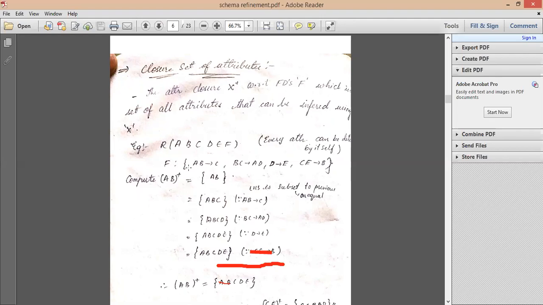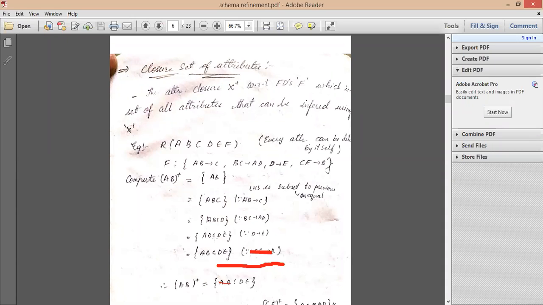Then AB goes to C, so I have written C. After that, you have BC here, so we can go for this BC. BC goes to AD, that I'll write. Since A is already there, I'll write D. Now, can you go anything more? Yes, you have D here. So D goes to E, I've written that.